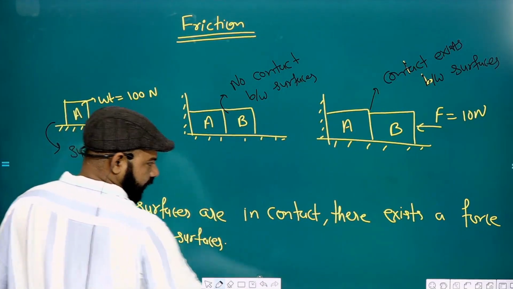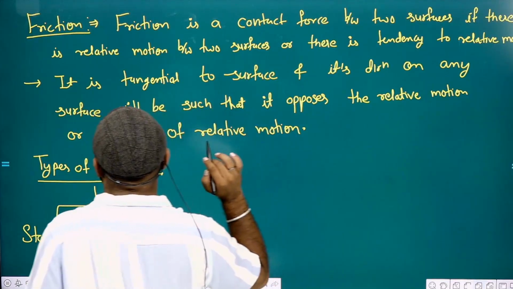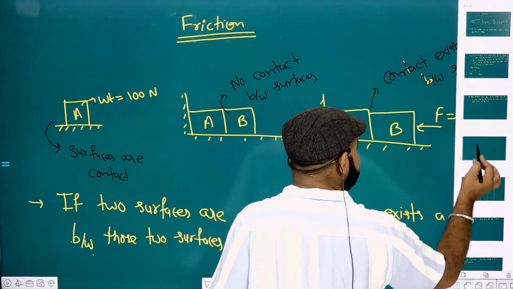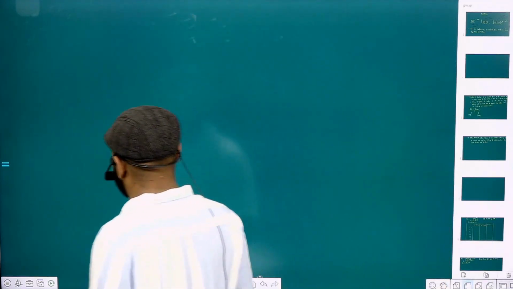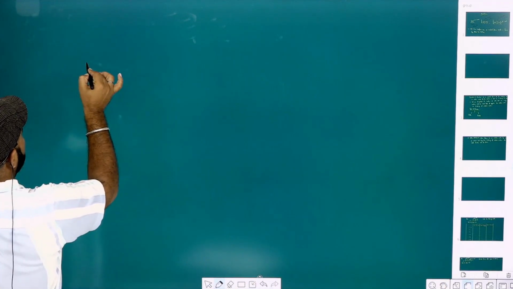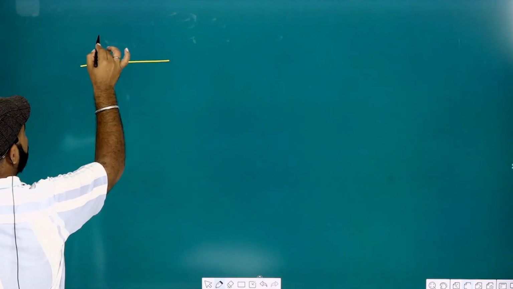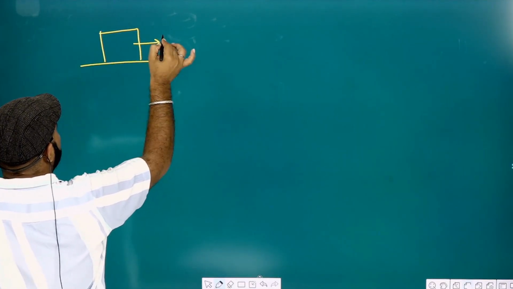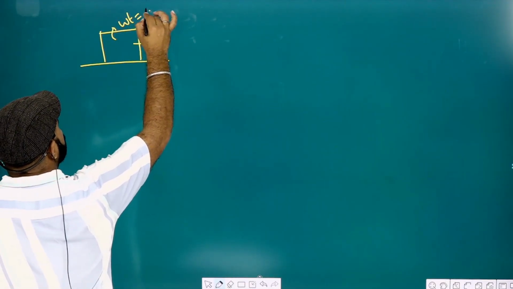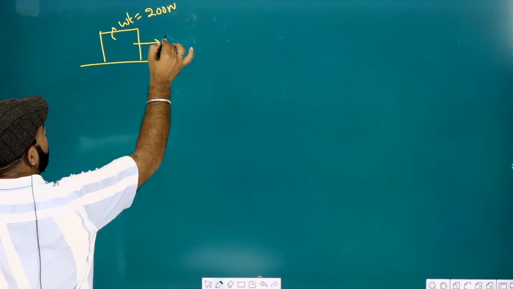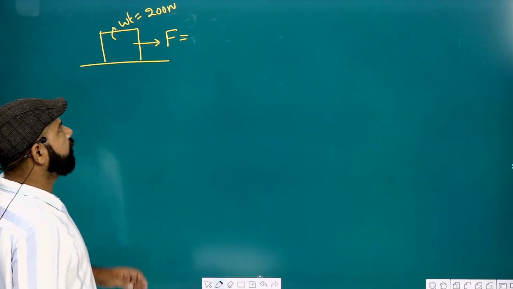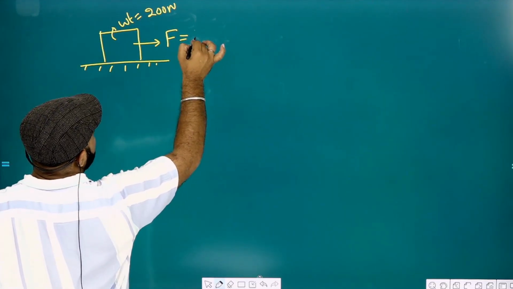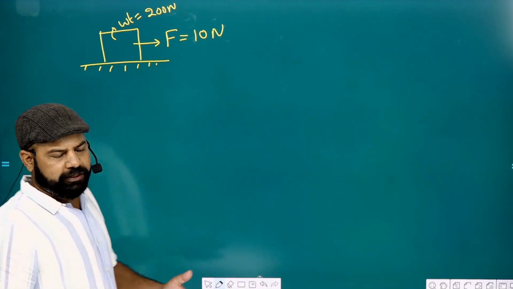Okay. So before starting friction, let us take an example, a practical example, right? Suppose we have a block, the weight of which is 200 Newton, right? And if we apply a tiny force over this block to pull in this direction, say the magnitude of that tiny force is 10 Newton. So this is related to practical problems.